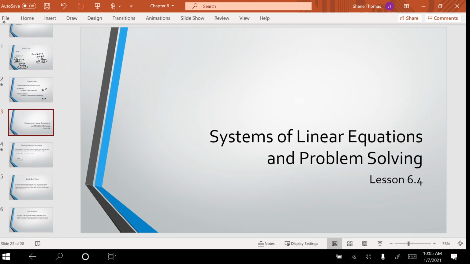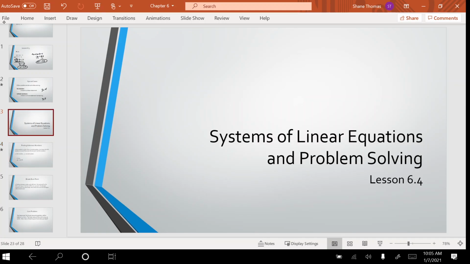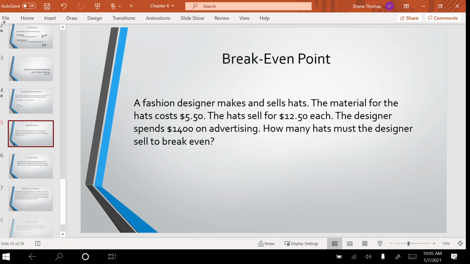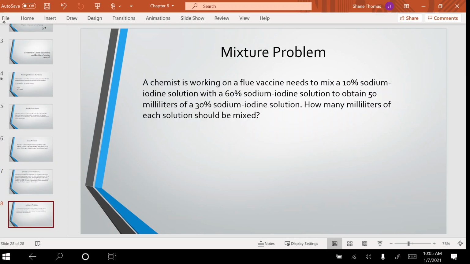All right, so let's look at some word problems. This is kind of the big part I want to get back to. So there's a couple of different types of word problems. Unknown numbers, break even, coin problems, wind and current problems, and mixture problems. So let's look at one of each of those. These are the most common type.